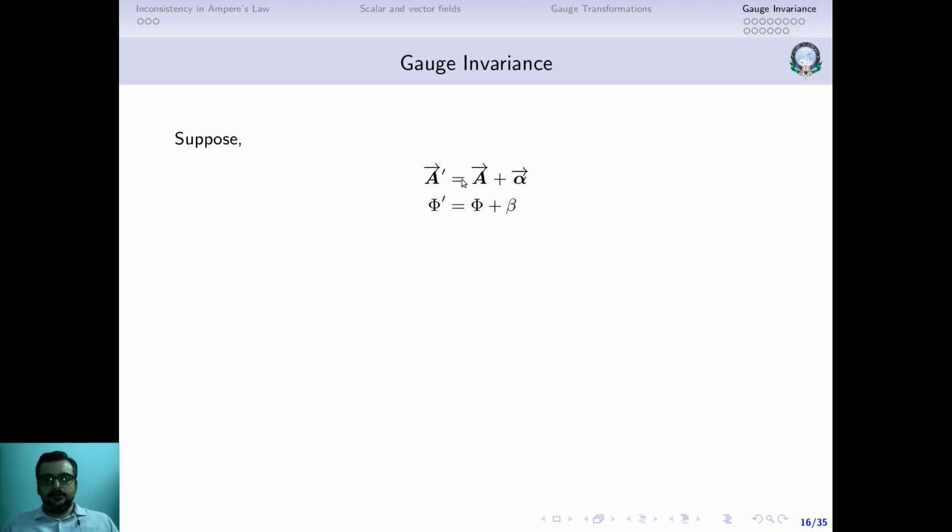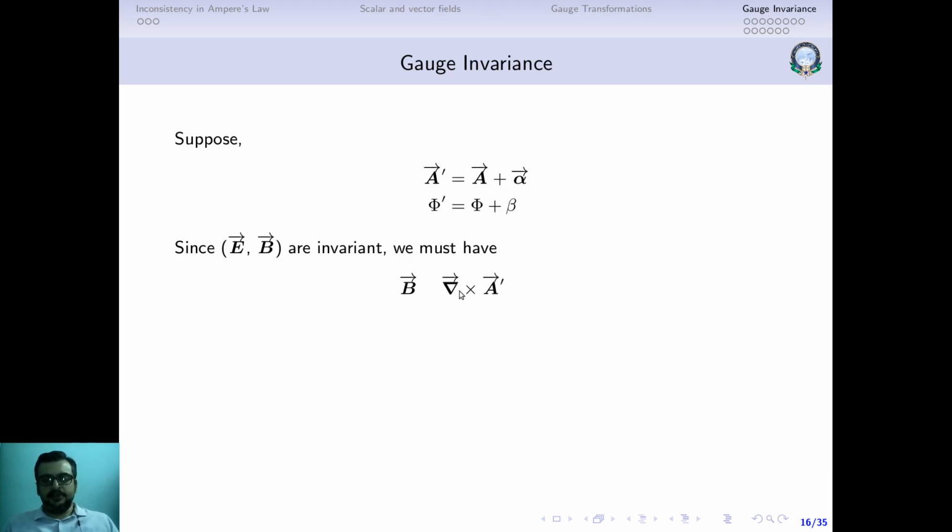Now let's say originally we had this set of potentials phi and A. I go from phi and A to a new set of potentials phi prime and A prime. How do I go? I take the original vector potential A and add to it another vector field alpha, and that will give us A prime. Similarly, I take the original scalar potential phi and add to it another scalar potential beta, and that gives us phi prime. Now since the electric and magnetic fields are invariant, whether you apply these potentials or those potentials, the fields must be the same. So for instance, take the magnetic field. How do we get the magnetic field? We get it by taking the curl of the vector potential.